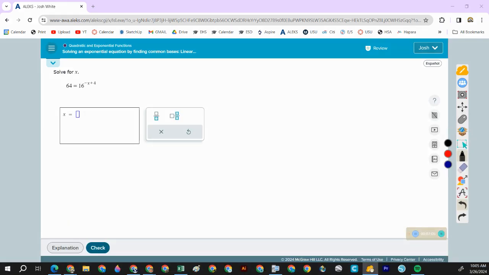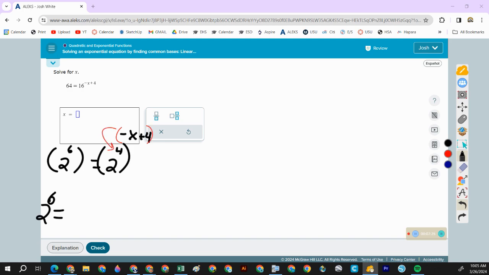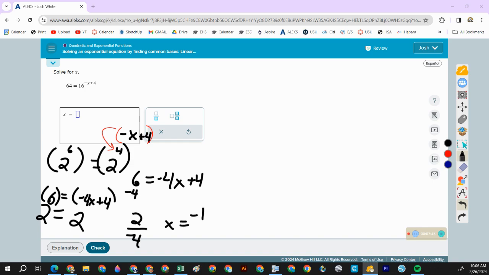All right. 64 is 2 to the 6th. And 16 is 2 to the 4th. And that's raised to the negative x plus 4. So I need to multiply this in there. So we have 2 to the 6th equals 2 to the negative 4x plus 4. And if the bases are the same, then the exponents must match. So 6 is equal to negative 4x plus 4. So we subtract 4 and get a 2. Divide by negative 4. X is negative 1/2.